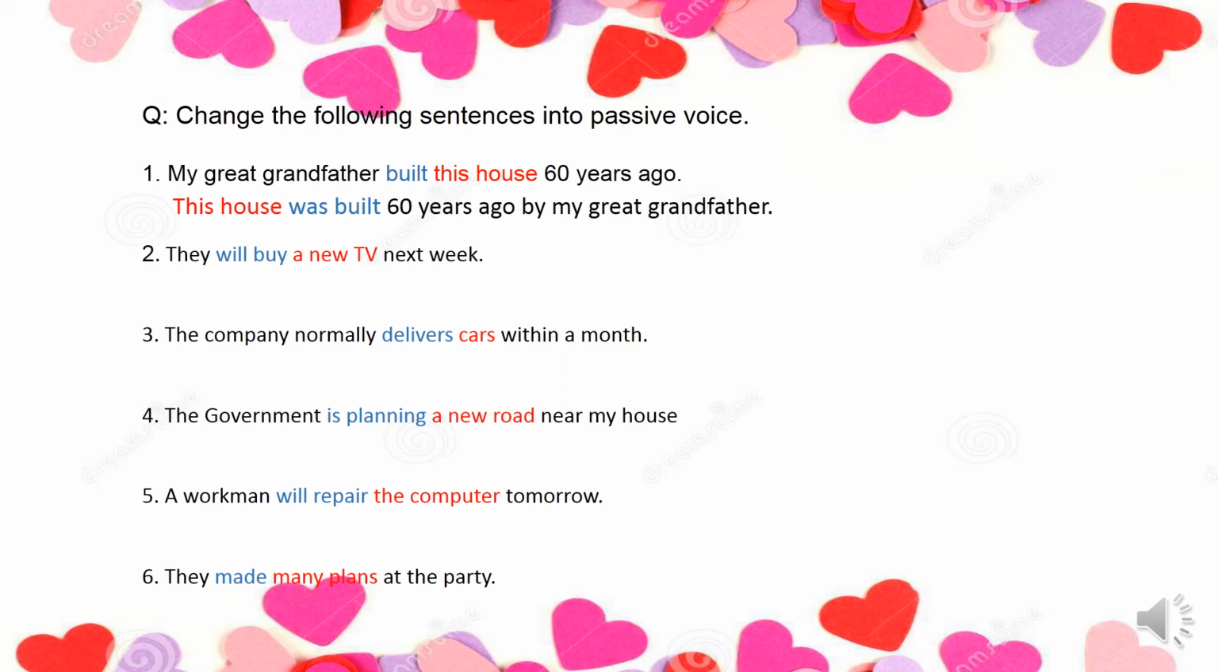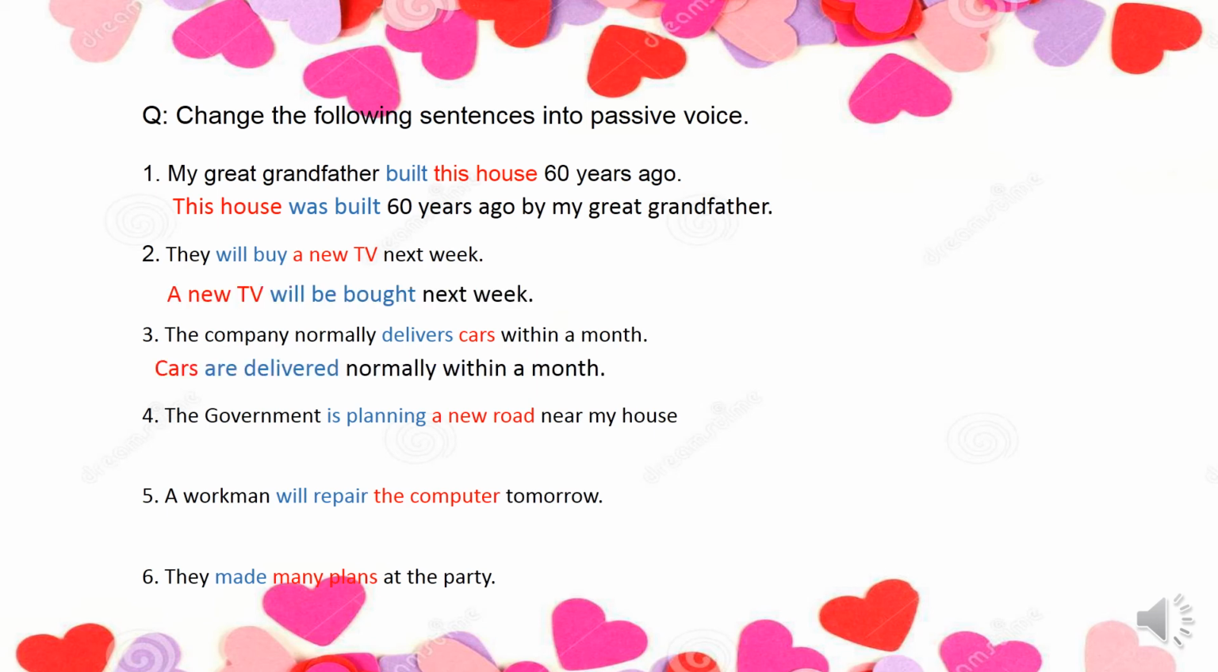Number 2. They will buy a new TV next week. Again, we bring a new TV اللي هي الobject. Will حضلها will. Now buy لما يكون بعد will we add be. Then you add verb 3 هي bought. Then next week ما بنحط by them لأنه it's not known to you. So your answer should be a new TV will be bought next week.